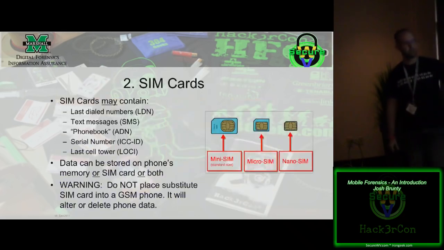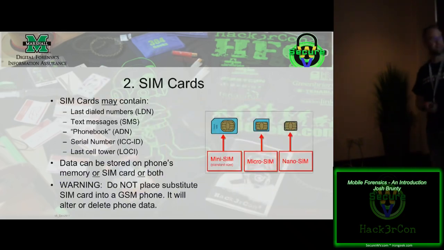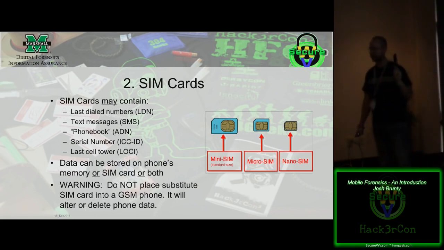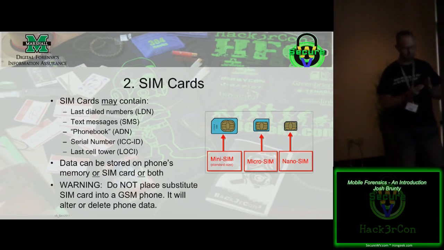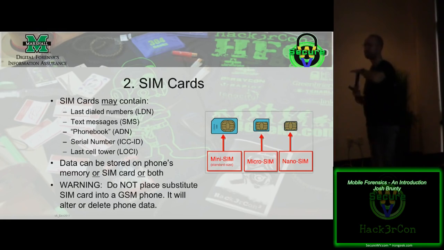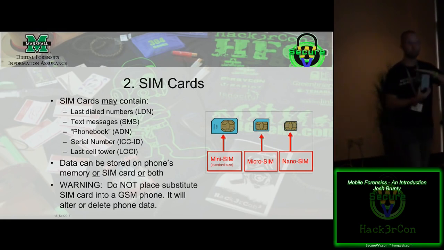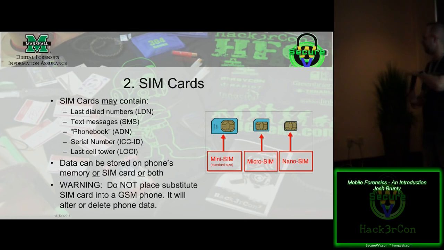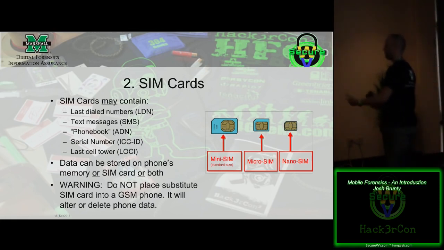Also, another thing I want to mention is the data can usually be solely on the phone or on the SIM, or both. But the thing about this: if I take the SIM card out of this phone, it's going to start screaming to put a SIM card back into it. If you have a device that is put into your possession where you don't have a SIM card, don't put any SIM card in this. Don't just pull the SIM card out and throw it back in there. The problem is that it will either alter or delete phone data by virtue of that card.